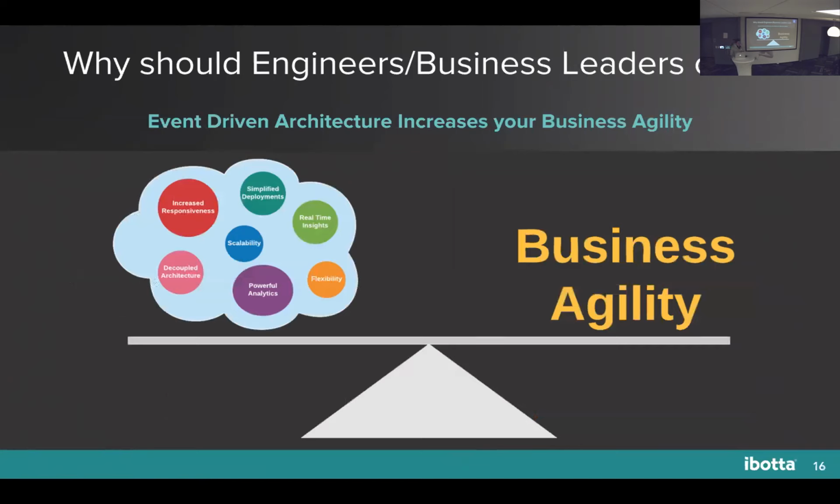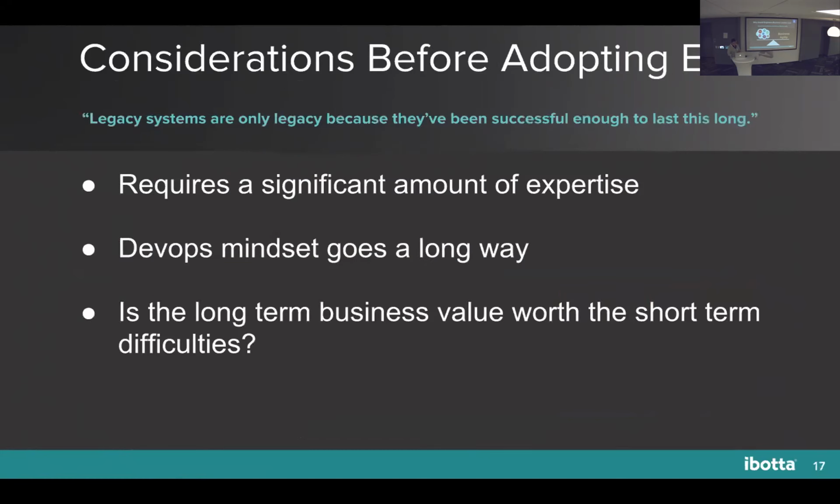And then it drives us back to the original point, right? Why should engineers or business leaders care? And I've been talking about all these good things that event-driven architecture does from a business perspective and an engineering perspective. The decoupled architecture, the powerful business insights, the fast responsiveness. But what all that really amounts to is business agility, like increasing a business's agility to make the right decision at the right time. And if there's one thing you get from this presentation, hopefully it's that right there.